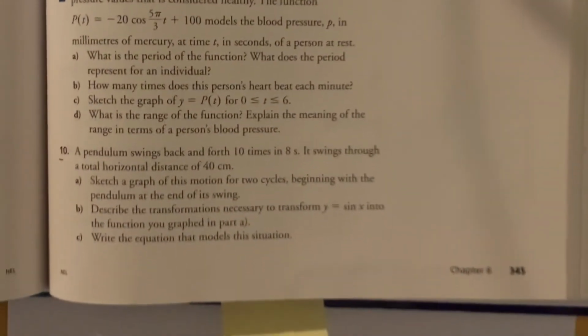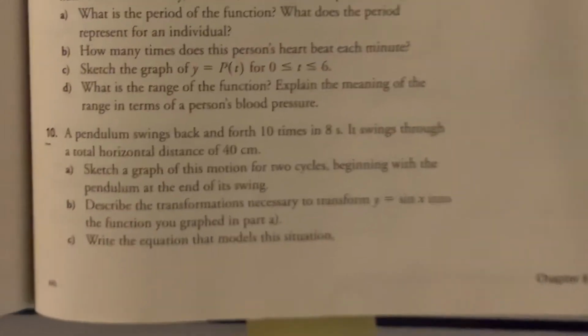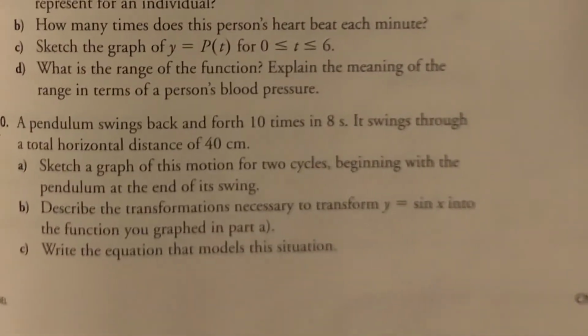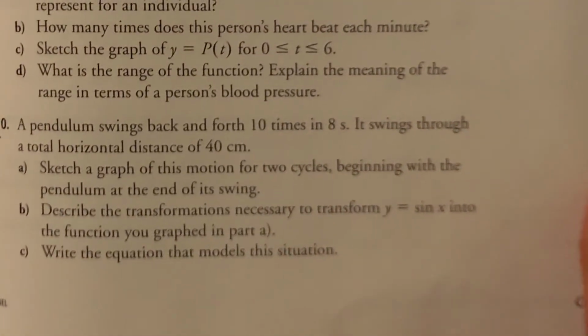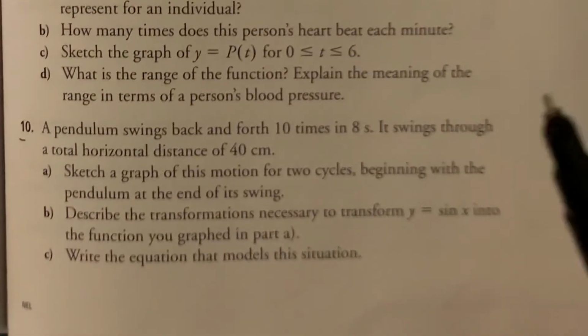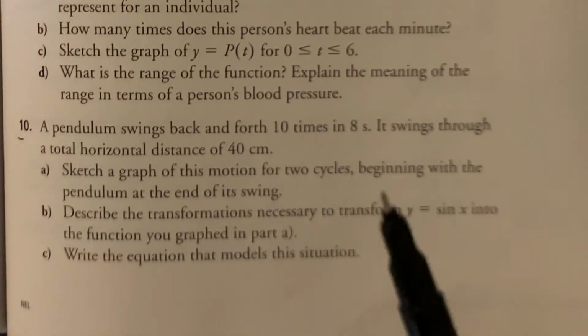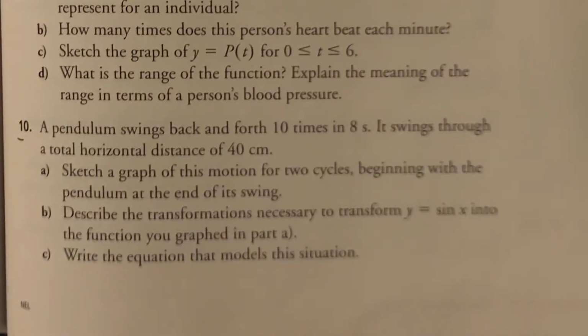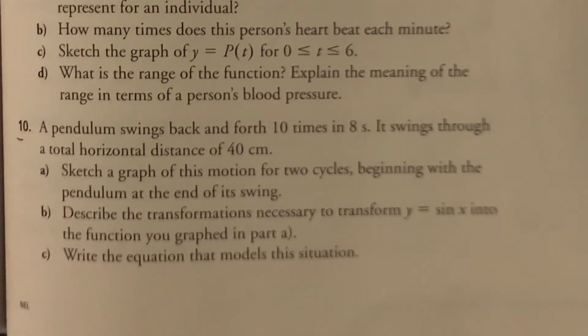Okay, so the question is about a pendulum. A pendulum swings back and forth 10 times in 8 seconds. A pendulum is like a swing. If you're out on a swing and you're just sitting on it, it's not moving anywhere, that's kind of like where the axis is. And if you start swinging back and forth, well, you're acting like a pendulum.